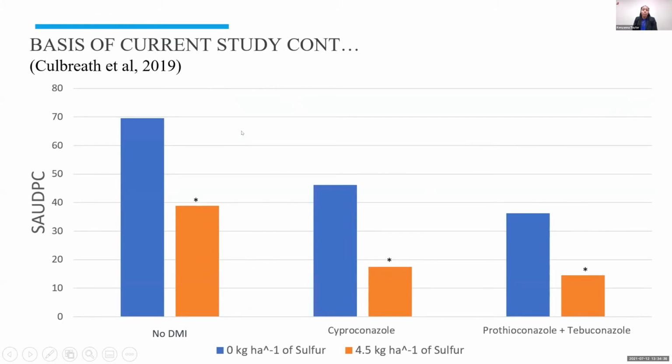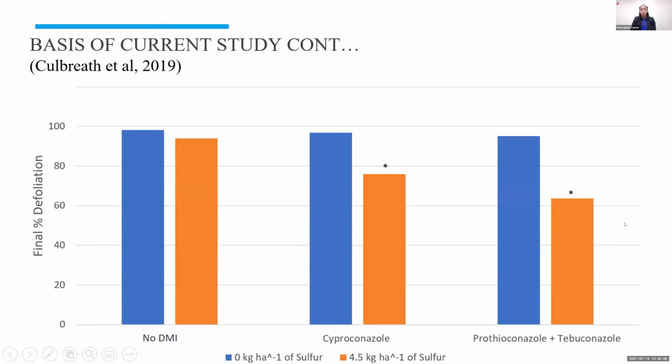Looking at the graph and specifically at AUDPC statistics, when sulfur was added in all treatments, there was a significant decrease, signified by the asterisks, which mark a significant difference between sulfur and no sulfur. This shows a decrease in area under the curve, and this decrease was similar in reduction amount for each treatment, as we can see here.